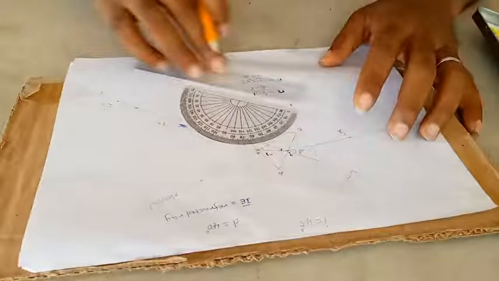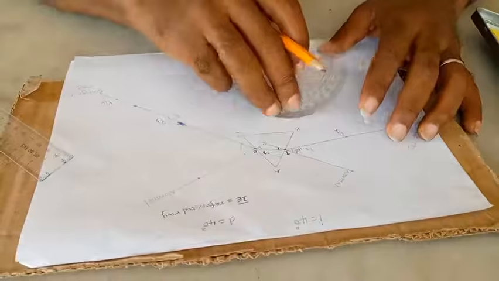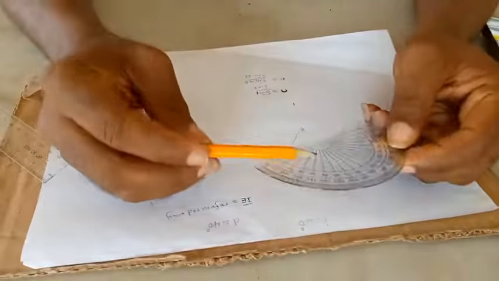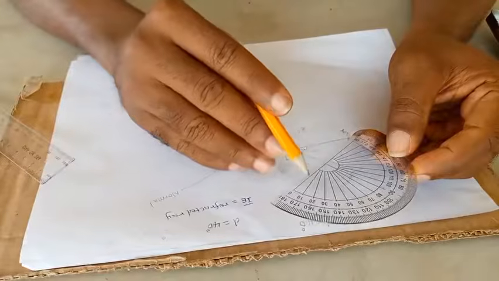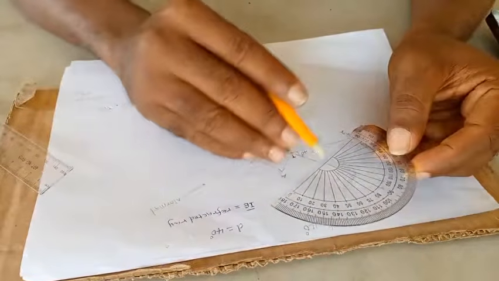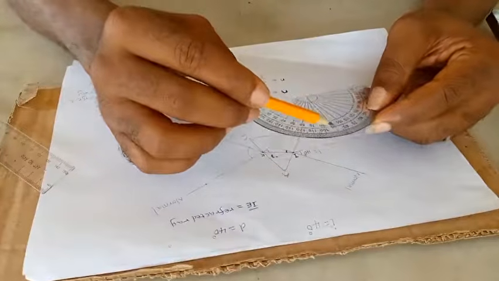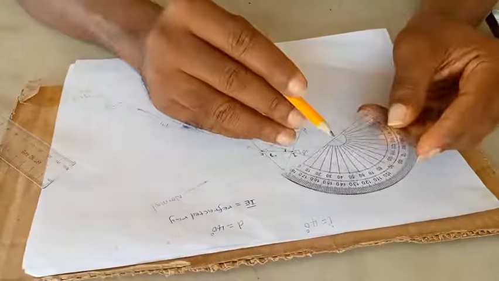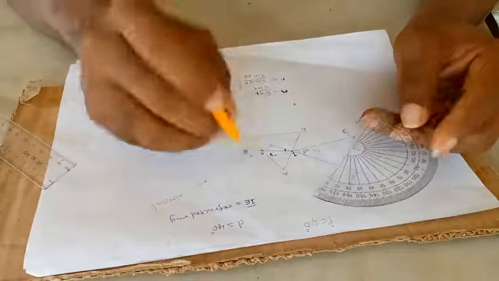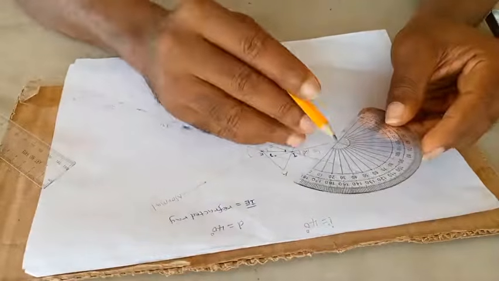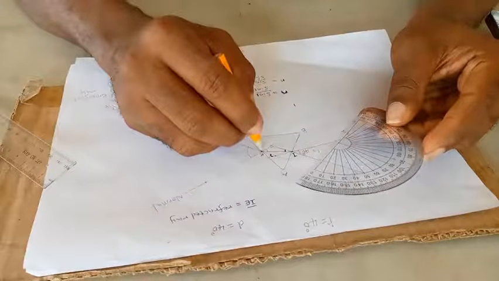So let us quickly see how we measure these angles, all right? To measure an angle, you need your protractor. This middle point of the protractor, where the horizontal line of the protractor, 0 to 180, meets with the 90-degree line, is very important.